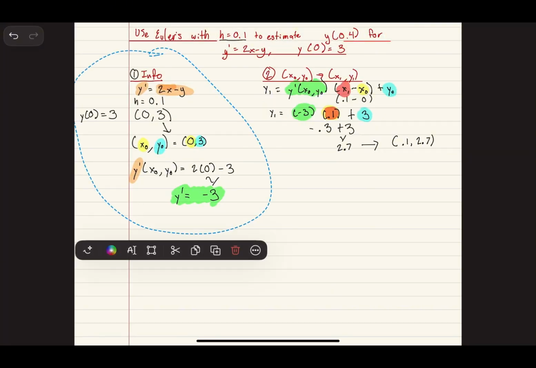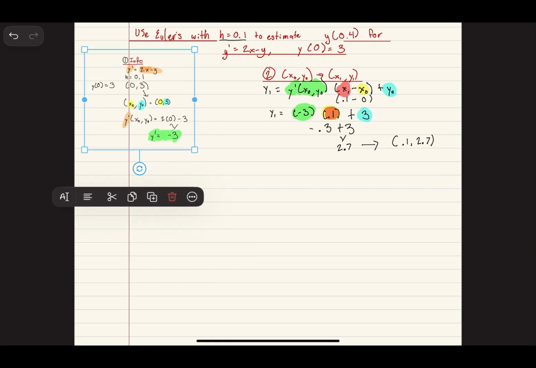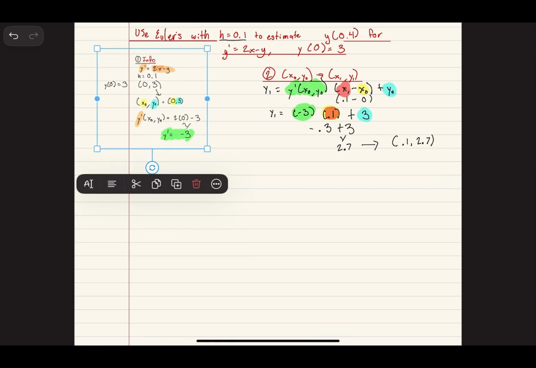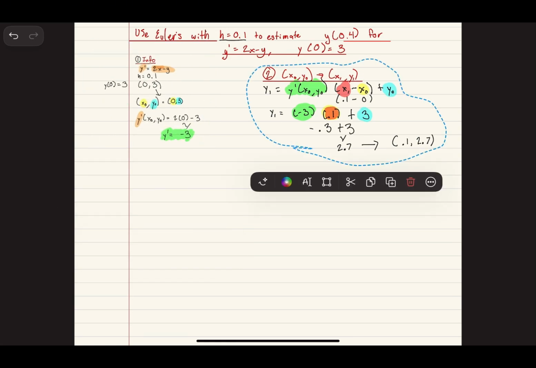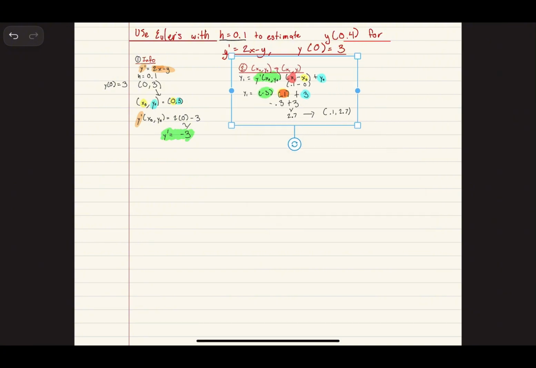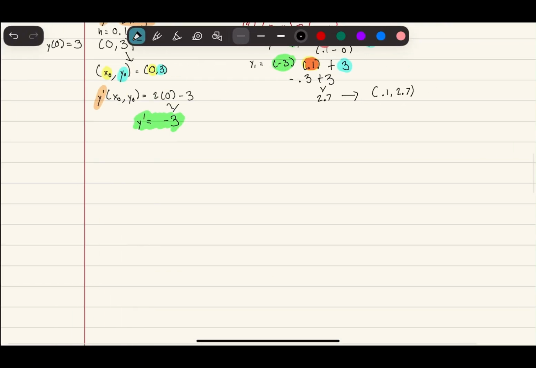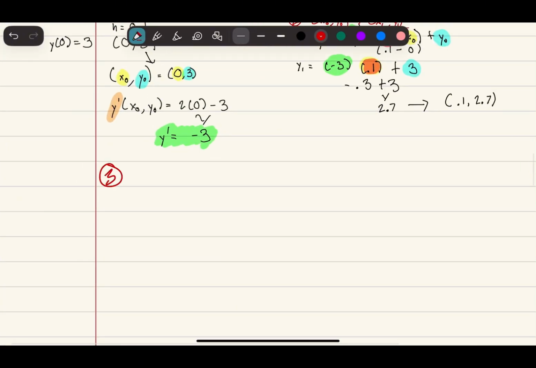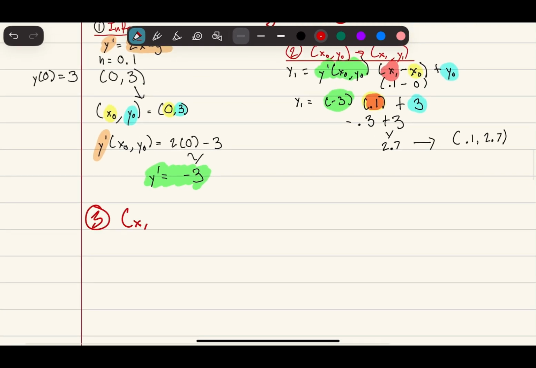Okay, and now that we have these two, I like to just minimize my work so I can keep everything on one page. You can still see my work, but whoop, boom. Okay, we're going to go down to 3 because we're going to do this again. And we're going to go from x1, y1 to x2, y2. We're almost there. Let's do that.